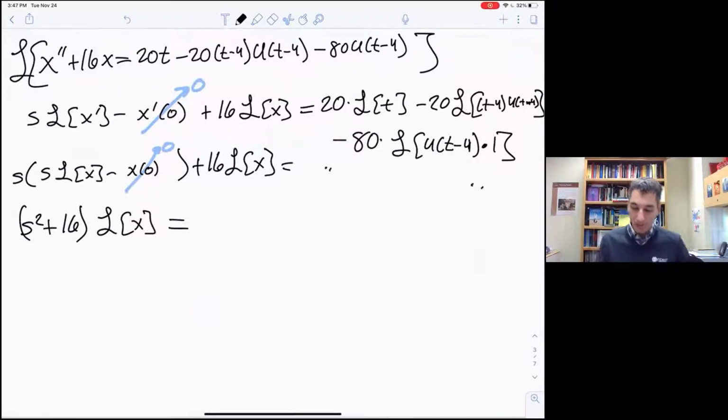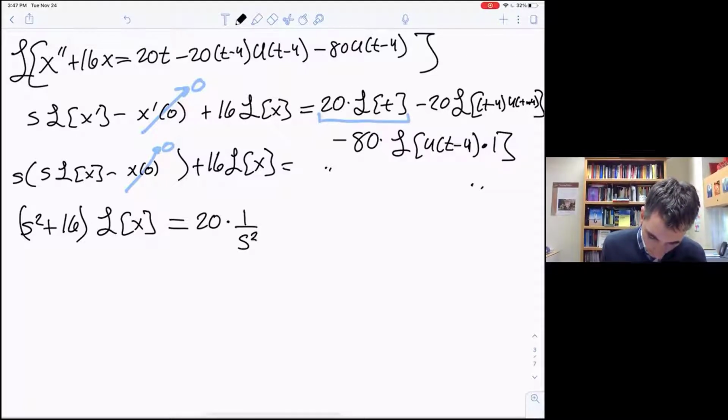Okay, now on the right-hand side, we've got this 20 times L of t. So let's tackle L of t. What is L of t? I believe that's 1 over s squared, right? So that's 1 over s squared. And then we're going to have minus 20, and I need to do this part. Okay, so it's L of t minus 4, u of t minus 4.